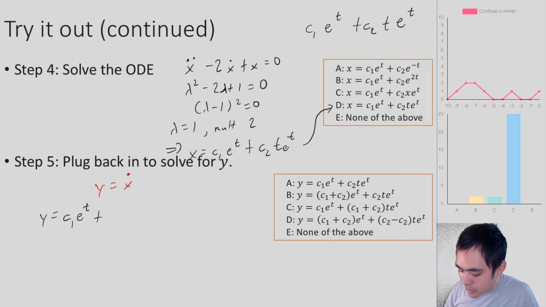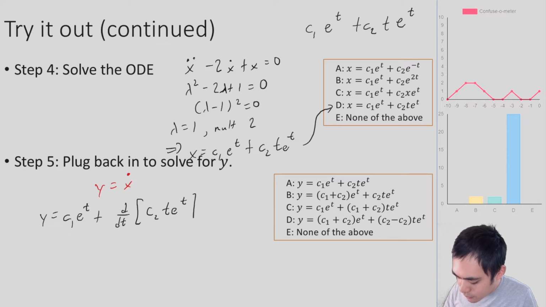And so when you take the derivatives here, well, the derivative of e to the t is just, of course, e to the t. So that's fine. But then you have d/dt of c2 t e to the t.